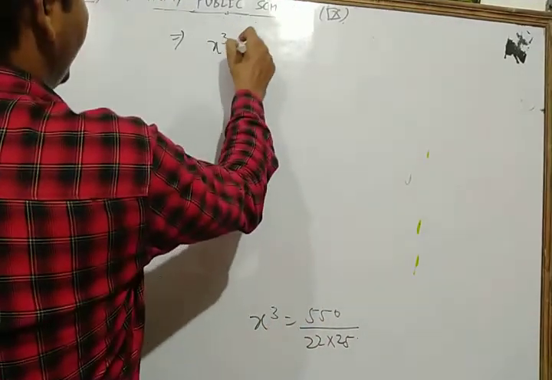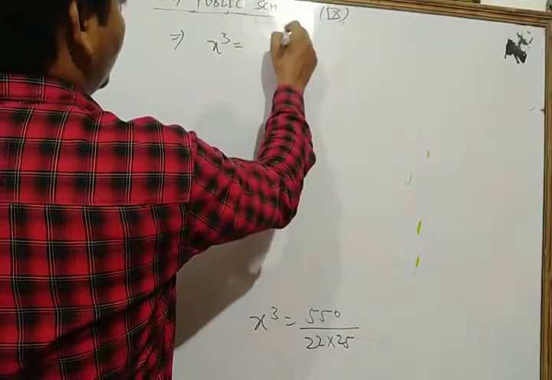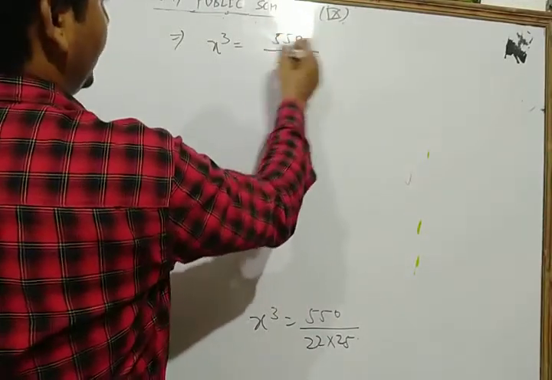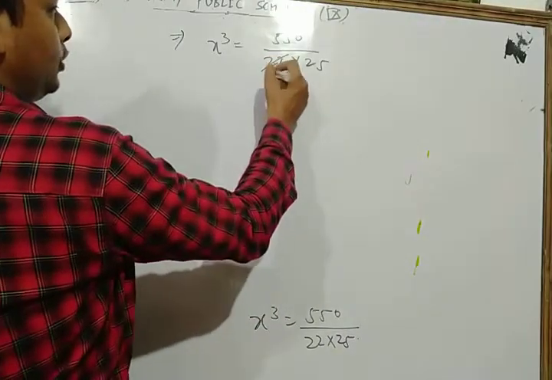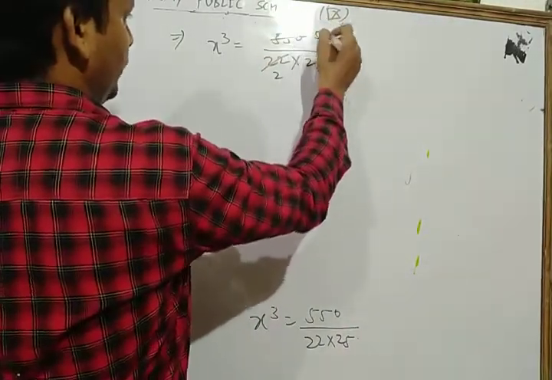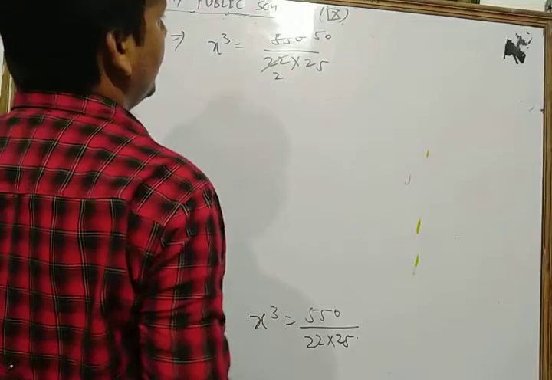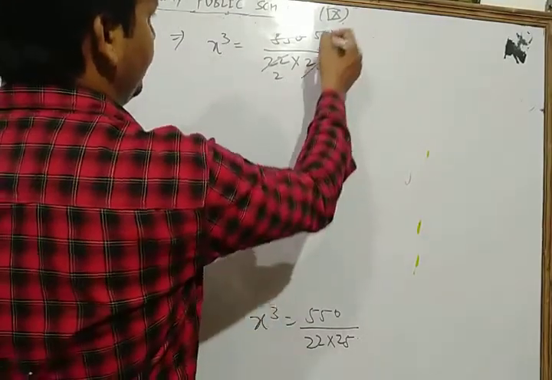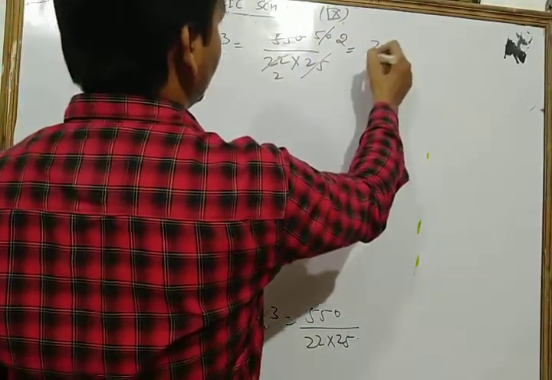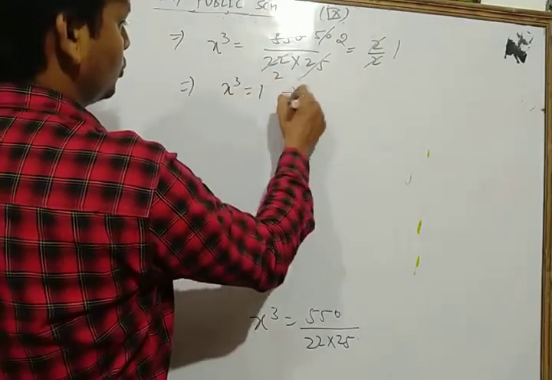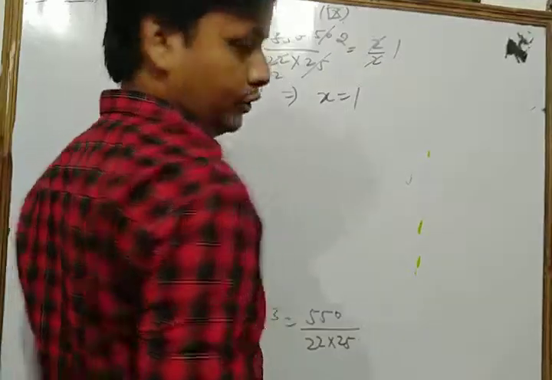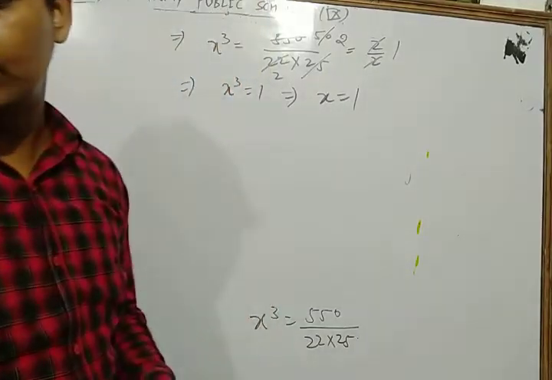We have the value of x cube is equal to 550 by 22 into 25. Now 11 to the 22, that is 50. 25 to the 50, 2 by 2, that is 1. So x cube is equal to 1. So the value of x is 1 unit. The value of x is 1.